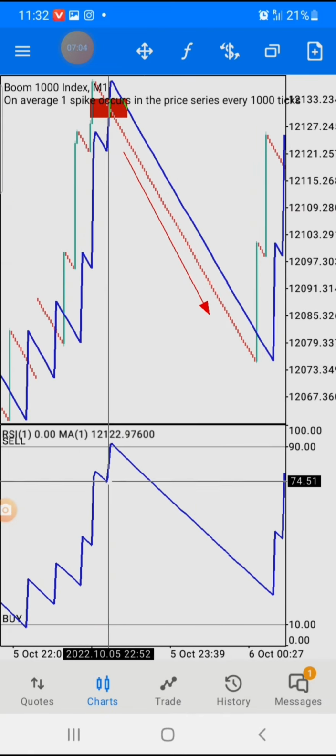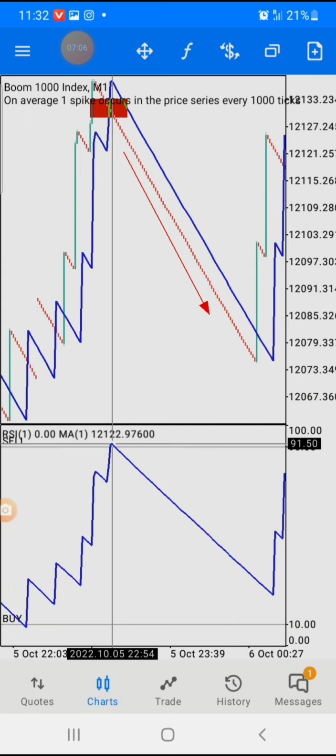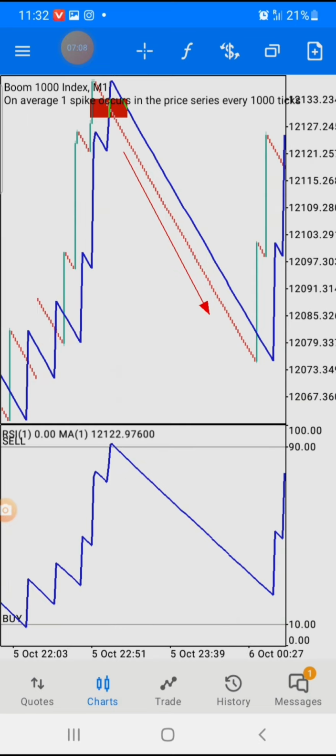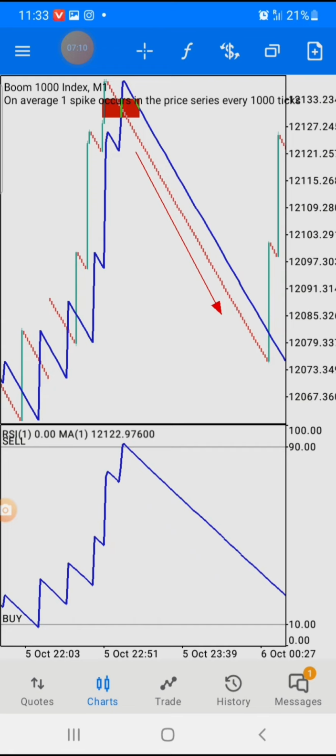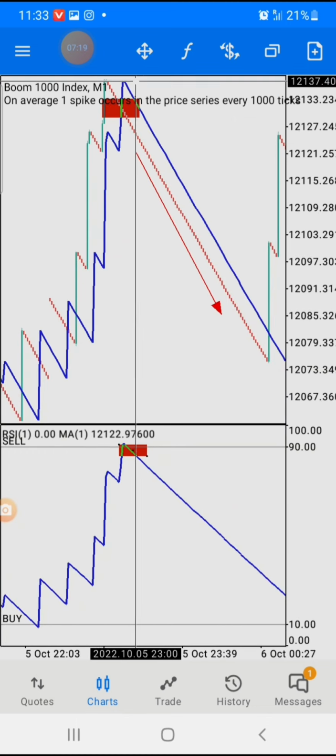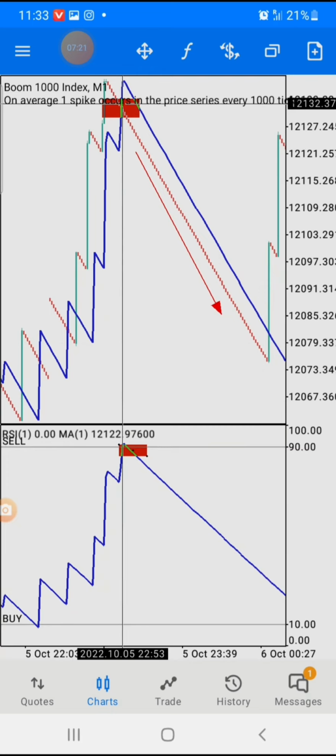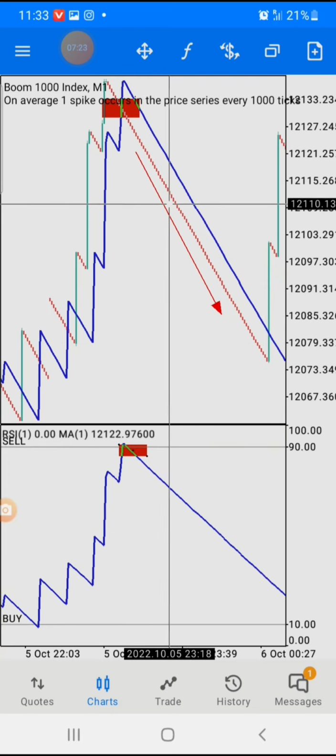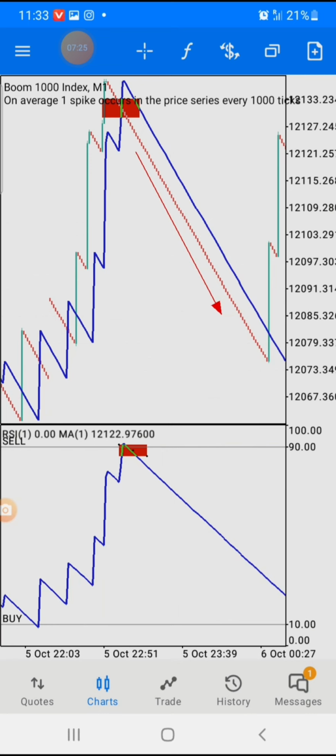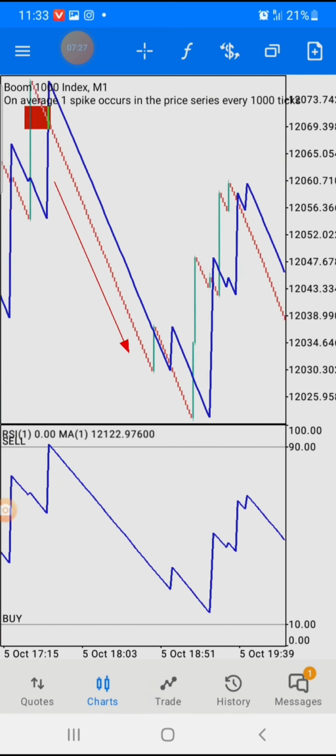We have this moving average crossing, or just touching, level 90. Then on the main chart, we have the candles crossing below this blue line. Then you count your 20 to 30 candles. Okay, let's look for more examples.